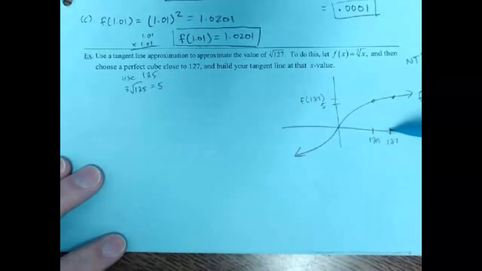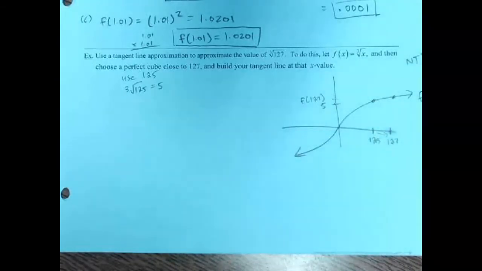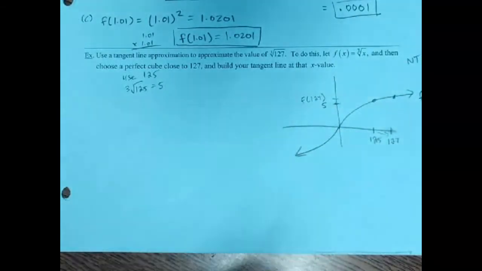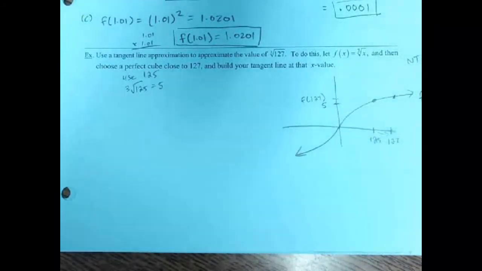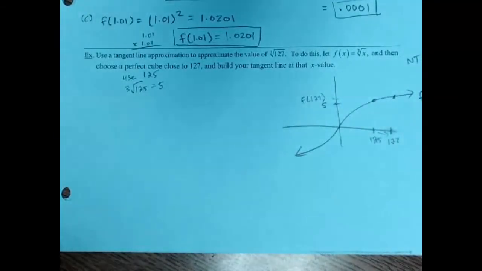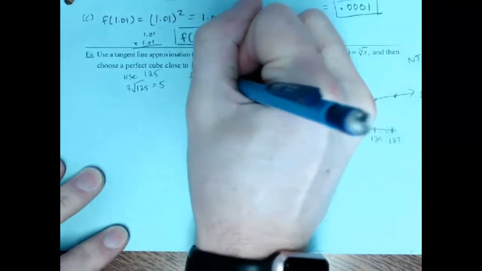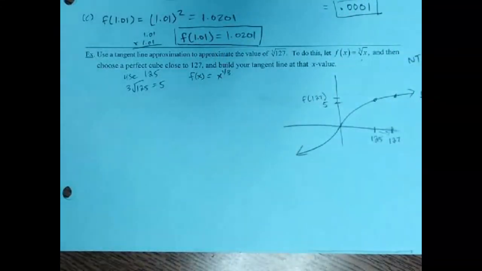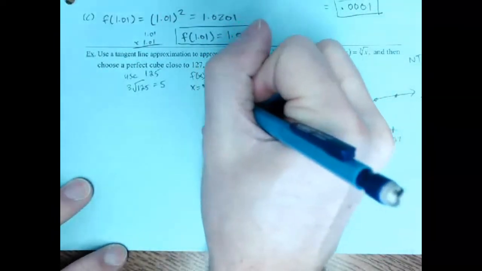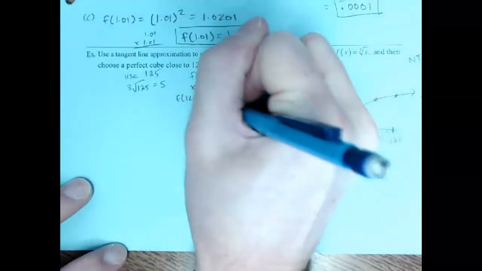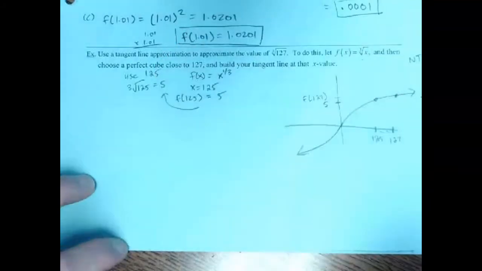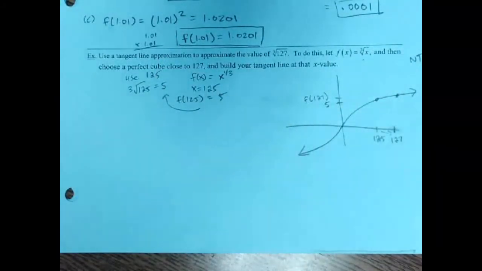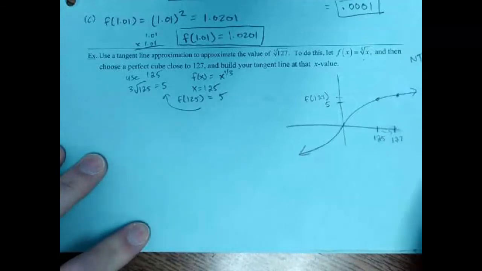Now, I know 127, it's a little bit bigger than 125, so I'm anticipating that the cube root of 127 is probably going to be a little bit bigger than 5. But how do we get it without guessing and checking? Well, we would use this tangent line process. Okay, so here we're going to set our function equal to the cube root, which I'm going to just rewrite as x to the 1/3. And then we're going to have an x value. So our x value was 125. And I know f of 125 was 5. We just did that right here. Okay, so now I want the equation for the tangent line that hits at 125.